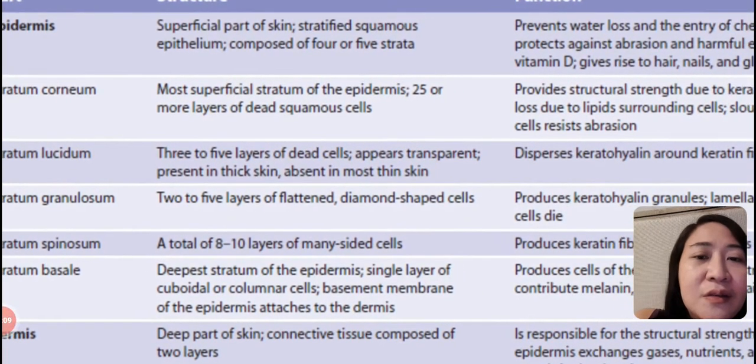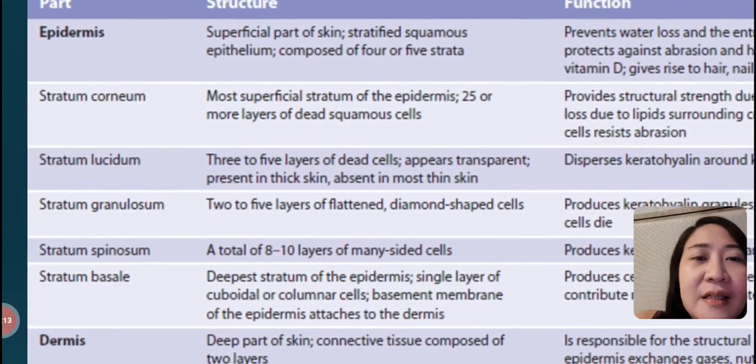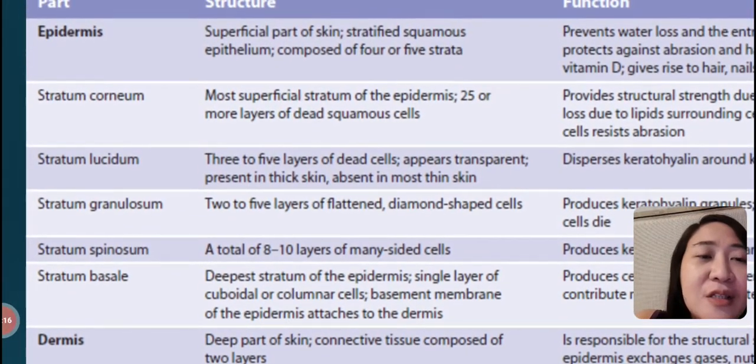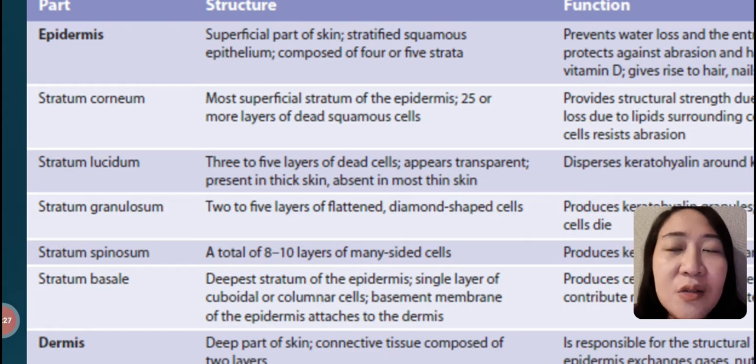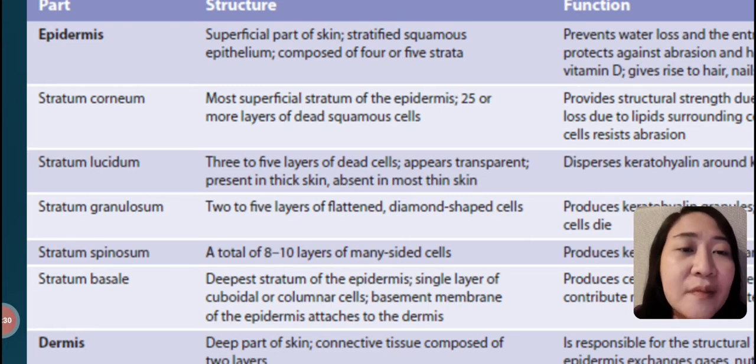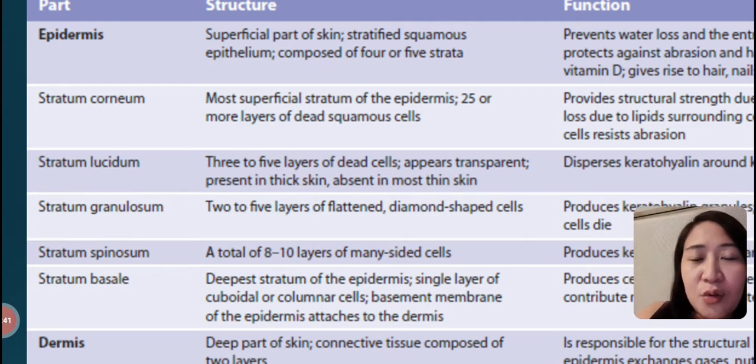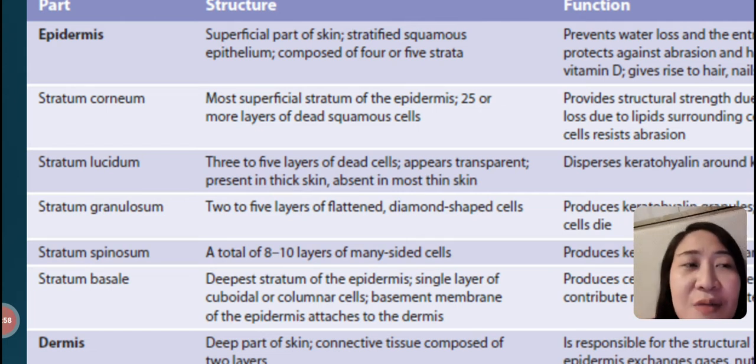Sorry for the sound. Then the next layer is the lucidum: 3 to 5 layers of dead cells that appear transparent, present in thick skin, absent in most thin skin. So just remember that the stratum lucidum is the layer that is absent in thin skin. Next is granulosum: 2 to 5 layers of flattened diamond-shaped cells. The stratum spinosum has a total of 8 to 10 layers of many-sided cells. And the deepest part is the stratum basale: a single layer of cuboidal or columnar cells, the basement membrane of the epidermis, which attaches to the dermis.